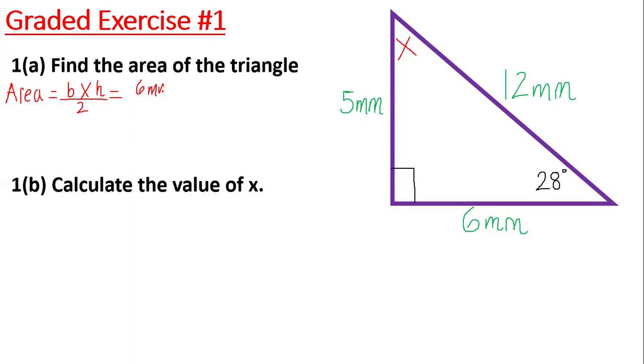The base is going to be 6 millimeters. Yes, and the height is? Five millimeters. Divided by what? Two. Six times five is what? 30 millimeters squared. What are we going to do with that? We're going to divide it by what? Two. 30 divided by two is what? 15. Did anyone get 15 millimeters squared inside the chart?